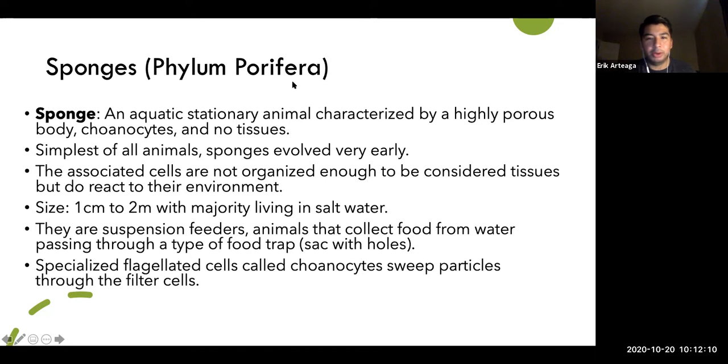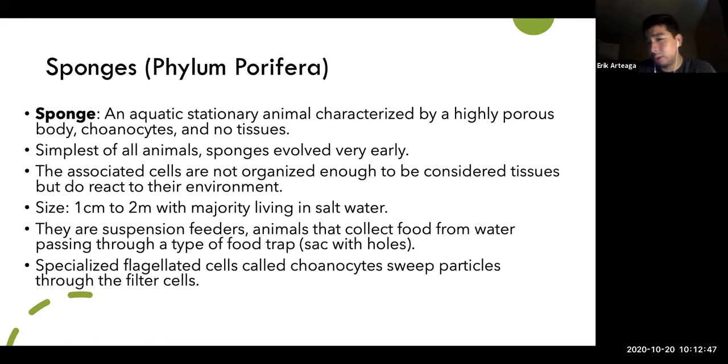Sponges are in the phylum Porifera, so you might hear me say Porifera or sponges, same thing. A sponge is an aquatic, stationary animal characterized by a highly porous body, conocytes, and no tissues, right? They are the simplest of all animals; sponges evolved very early. The associated cells are not organized enough to be considered tissues, but do react to their environment through various stimuli or environmental changes. The size is 1 centimeter to 2 meters, with the majority living in salt water.